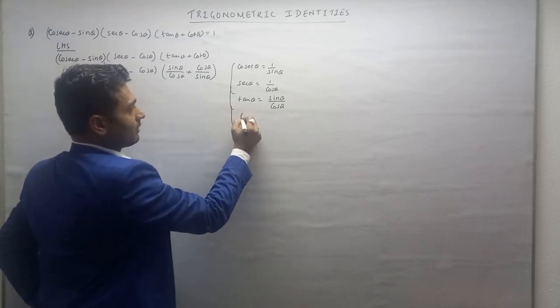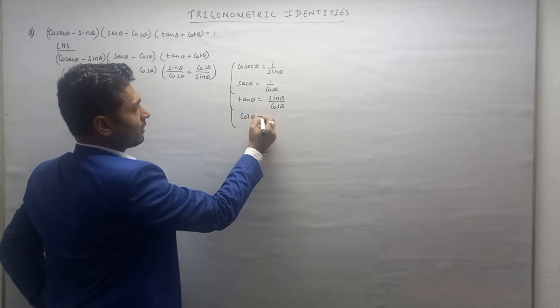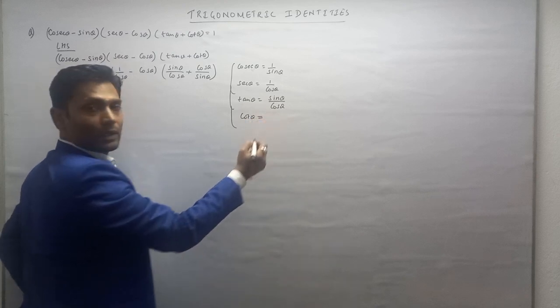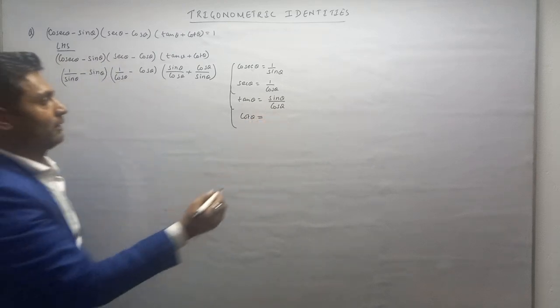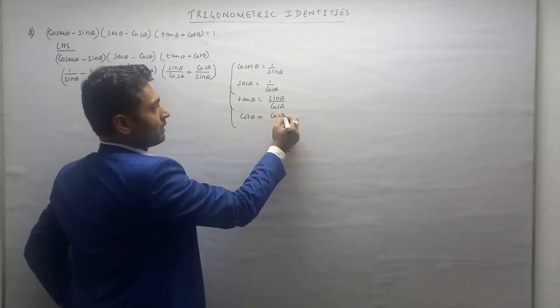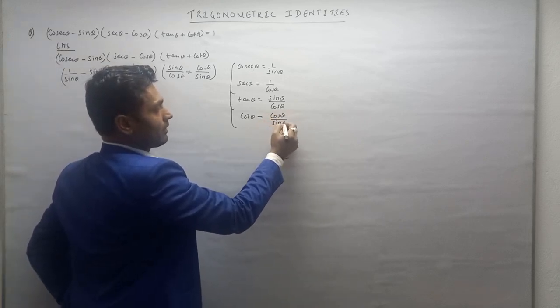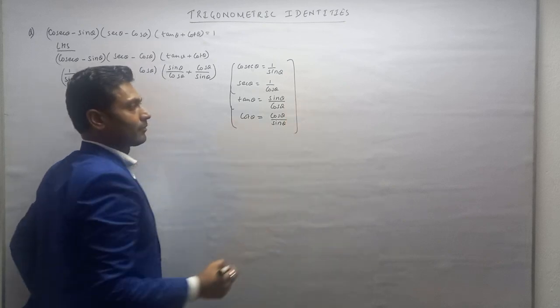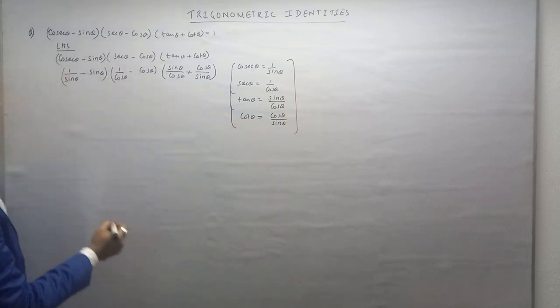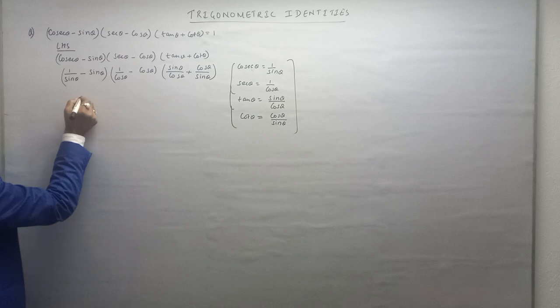and cot theta. Can you recall what is cot theta? Cot theta will be cos theta divided by sin theta. Right? Okay. I have already written anyways.